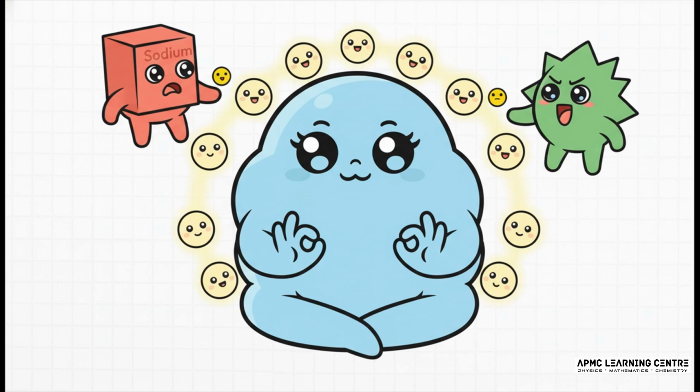Remember how everyone else was trying to get that perfect, stable outer shell of 8 electrons? Well, argon already has it. It was born with it. It's already achieved that perfect stability all by itself. So it has absolutely no reason to give or take electrons. It's just content. It's like the Zen master of the whole periodic table.